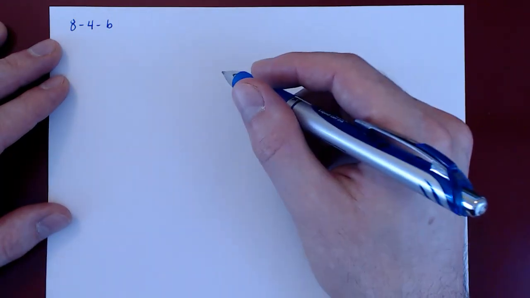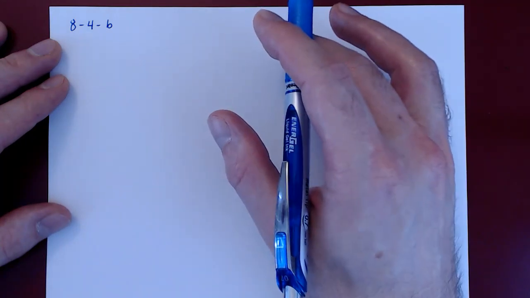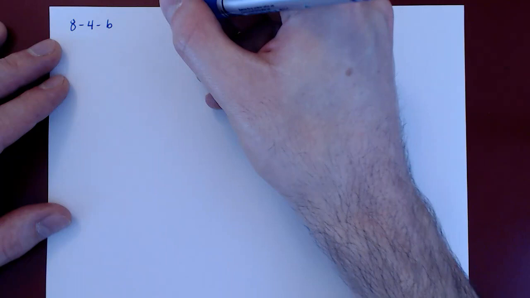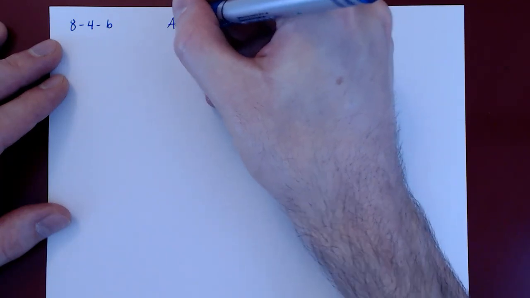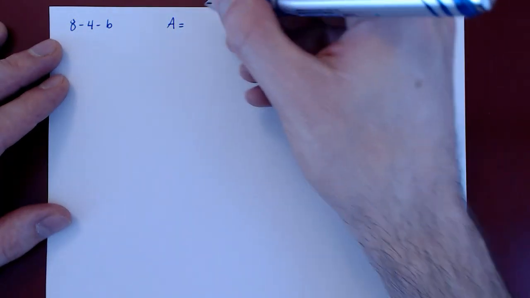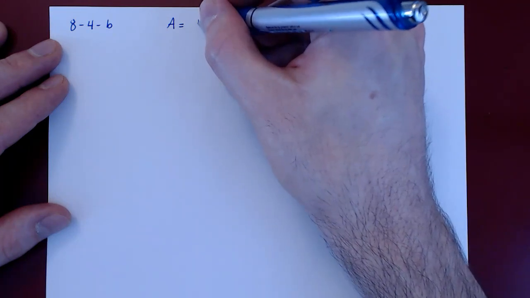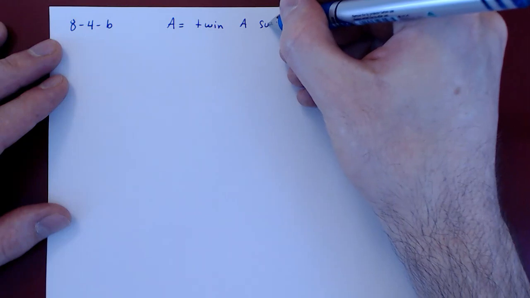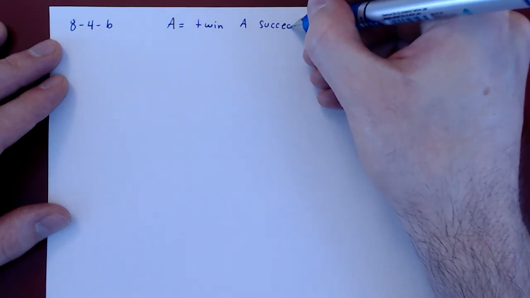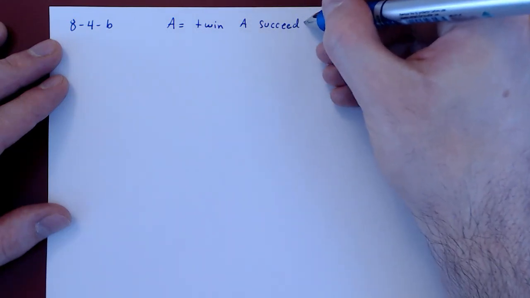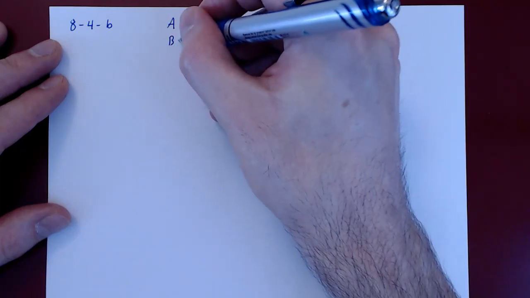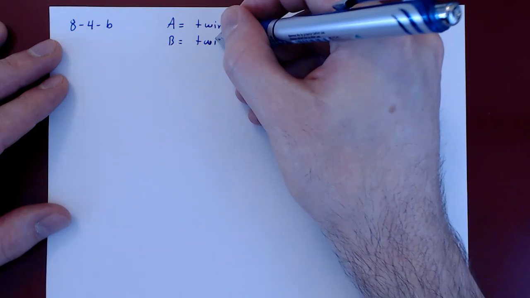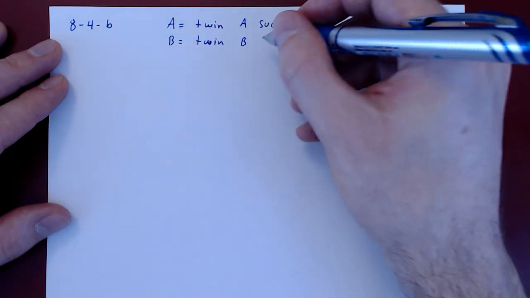So if you recall here, there were two key events, the event that twin A succeeds and twin B succeeds. I will abuse notation a little bit here and define event A as the event that twin A succeeds. And similarly, the event B as twin B succeeds.